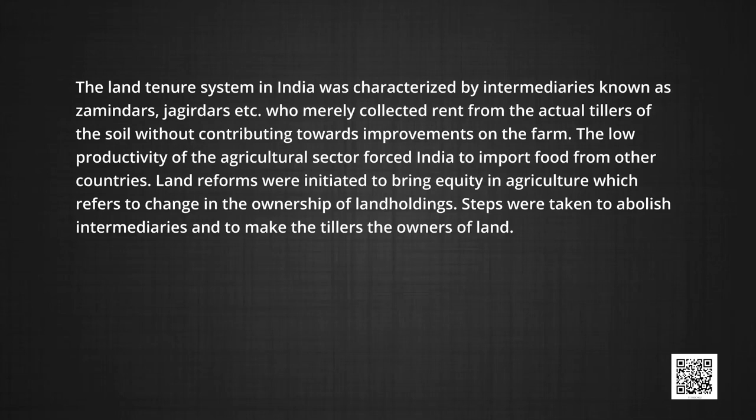The land tenure system in India was characterized by intermediaries known as zamindars, jagirdars, etc., who merely collected rent from the actual tillers of the soil without contributing towards improvement on the farm. The low productivity of the agricultural sector forced India to import food from other countries. Land reforms were initiated to bring equity in agriculture, which refers to change in the ownership of land holdings. Steps were taken to abolish intermediaries and to make the tillers the owners of the land. This move would give incentives to the tillers to invest in making improvements, provided sufficient capital was made available to them.